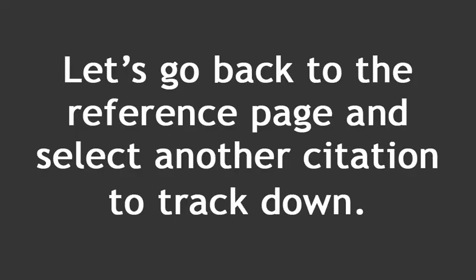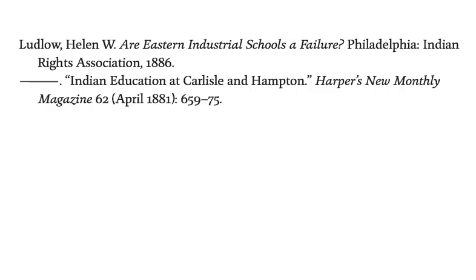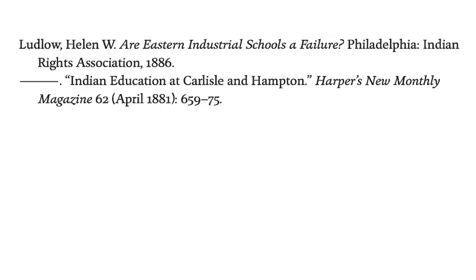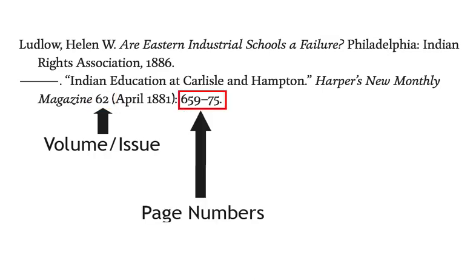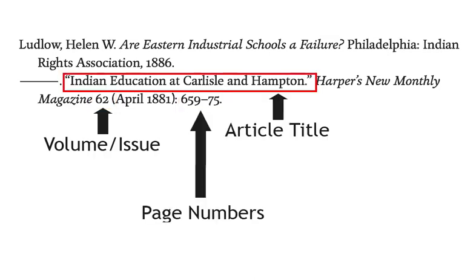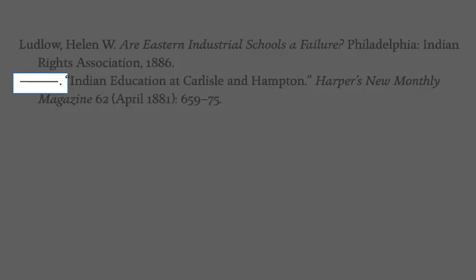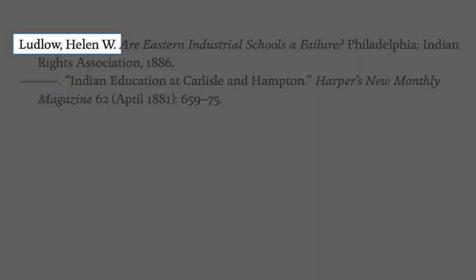Now let's go back to the reference page and select another citation to track down. This citation is a primary source published in a magazine. You can tell you have an article citation because it usually includes volume numbers, page numbers, the article title, and the title of where it was published. The dash tells us that the author is the same author listed in the citation directly above.